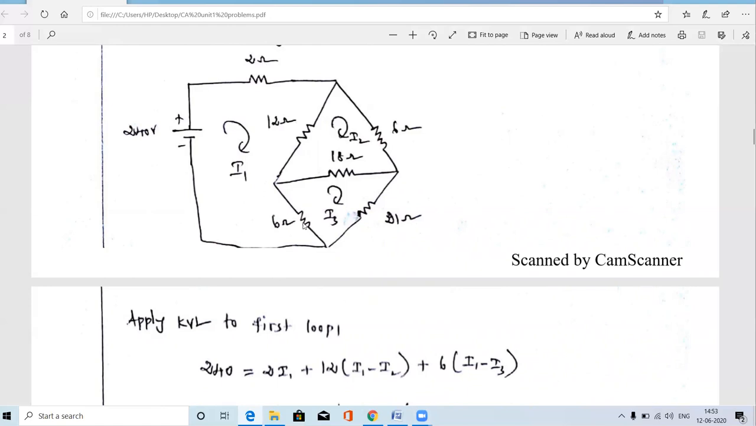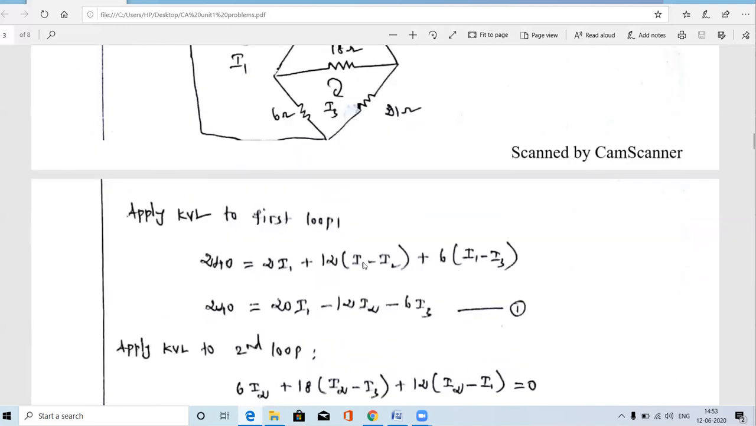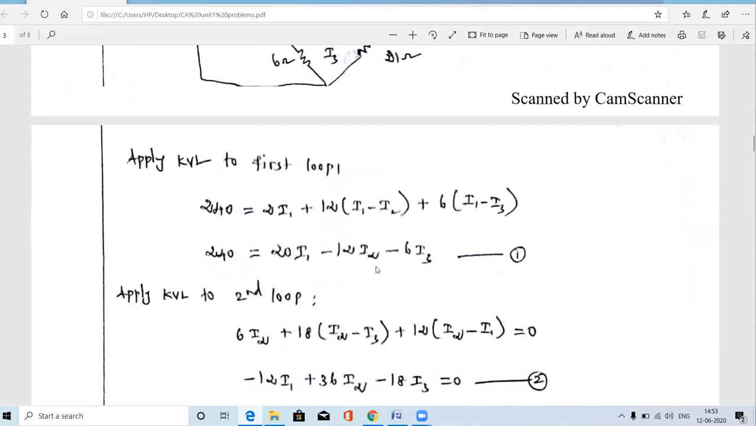Then when we are coming here, a 6 ohm resistor is there. The 6 ohm is common for loop 1 and loop 3. So what is the resulting current flowing? I1 minus I3. So 6 into I1 minus I3. Split the terms, rearrange and collect the terms I1, I2, I3. So we will get 240 equals 20 into I1 minus 12 into I2 minus 6 I3. Consider this as equation number 1.